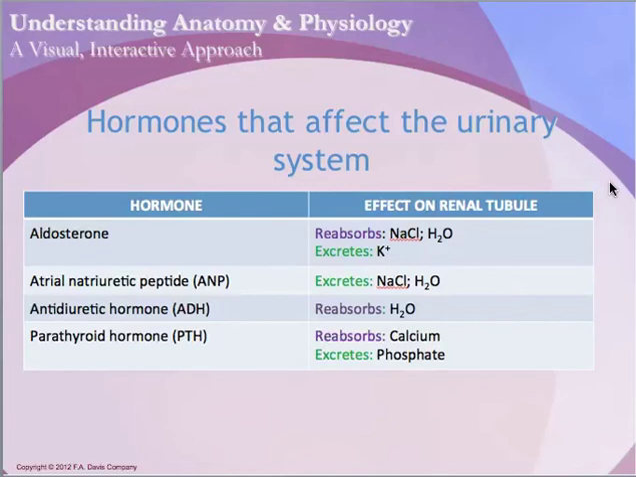ANP is going to do the opposite. It's going to be stimulated when blood pressure is high. It's going to cause the excretion of sodium. Water is going to follow that. We're going to have greater amounts of urinary output. Blood pressure is going to decrease.